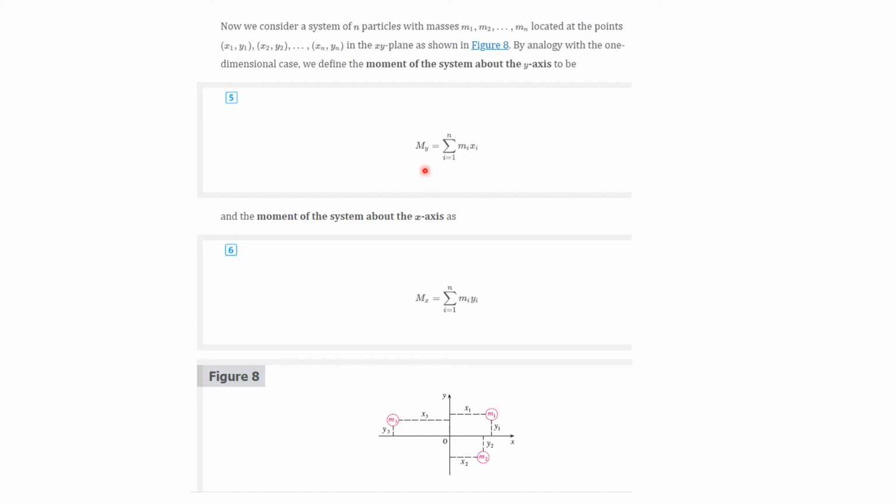So M sub y is the summation from i equals 1 to n of mi xi, and the moment of the system about the x-axis, capital M sub x, is equal to the summation from i equals 1 to n of mi yi. So that's what we have going on there.